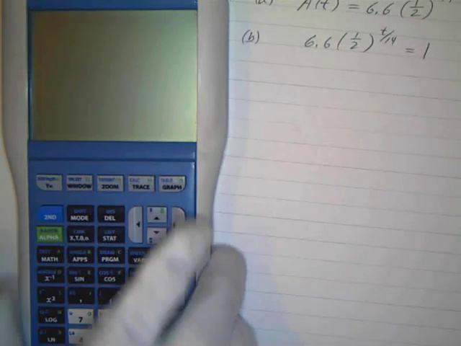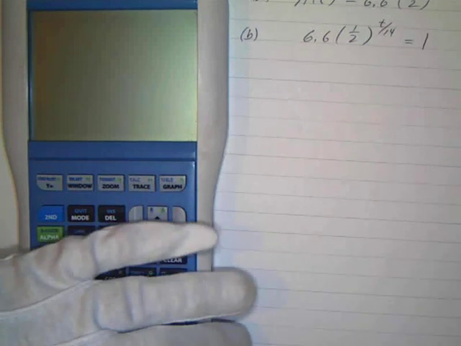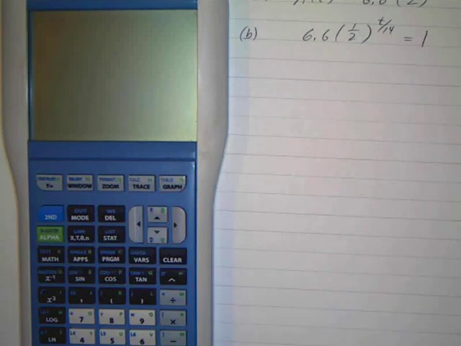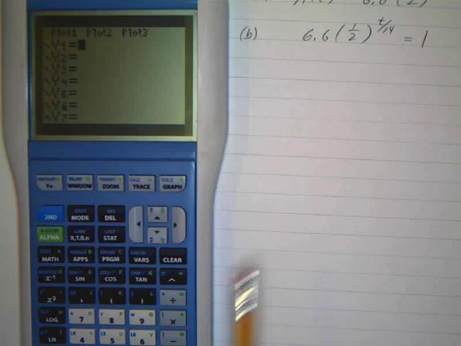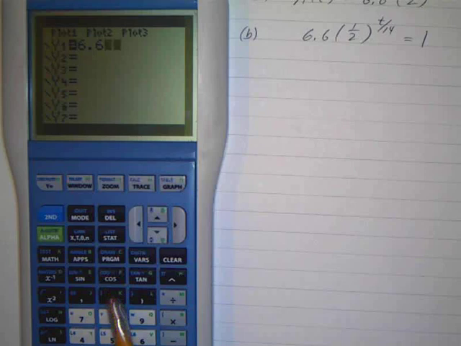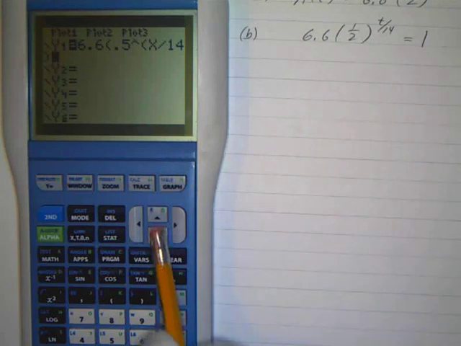So let's put this in over here. And let's try 6.6 on Y1, 6.6 parentheses. And instead of 1/2, I can just use 0.5. It's the same thing. It's a little easier, right? And then we're going to raise that. So that's going to be caret, and that's going to be t over 14. So I'll write caret, and then I'll write parentheses because I got a fraction. I don't have a t, I call it x, divided by 14, parentheses. And that's this part. And then down here I've got 1.